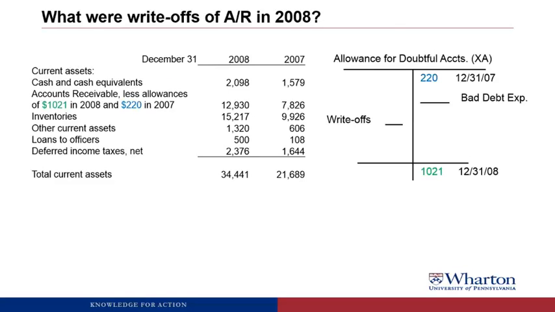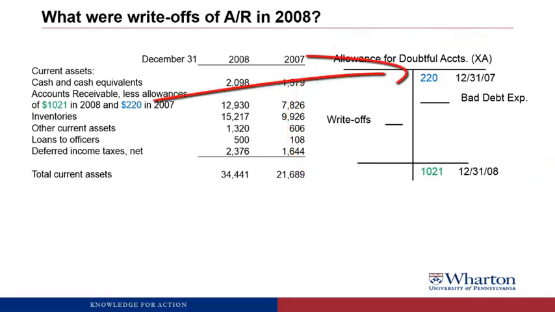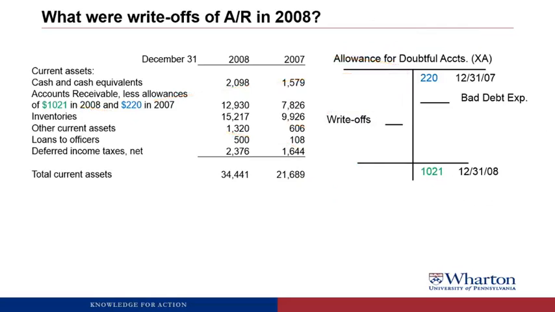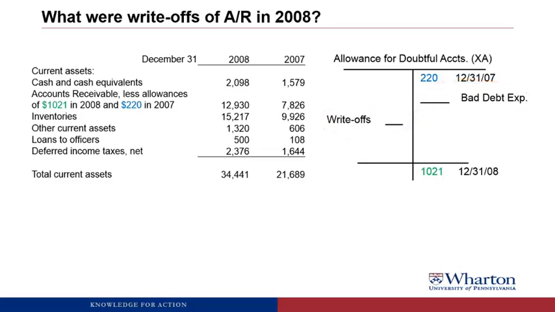So what we're going to do over here on the right is bring in our allowance for doubtful accounts T account, contra asset, so it has a balance on the credit side. The beginning balance is 220, which is what the allowance was at the beginning of 2008. Ending balance is 1021, which is what the allowance was at the end of 2008. Right now we have two unknowns. We don't know write-offs and we don't know bad debt expense. If we can find bad debt expense, then we can calculate write-offs.